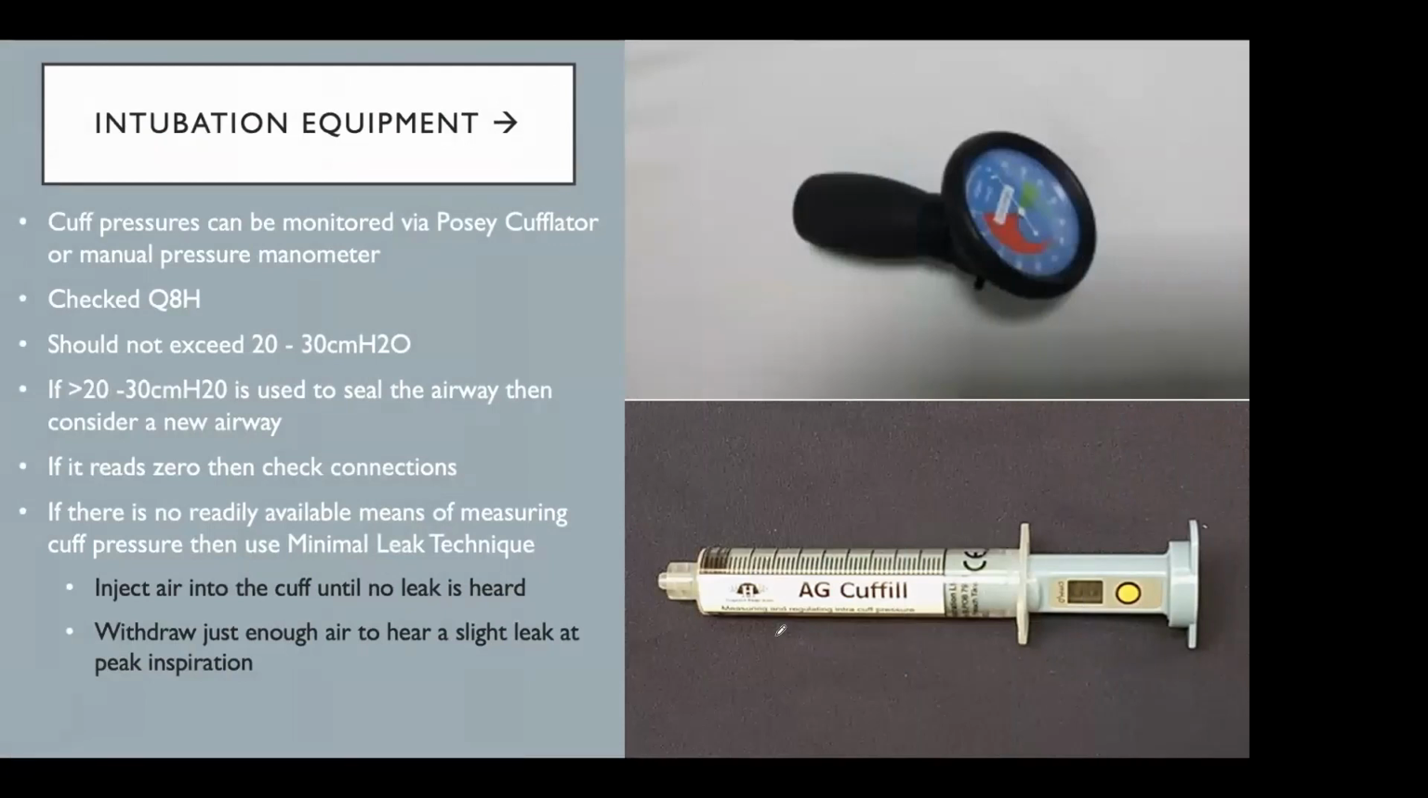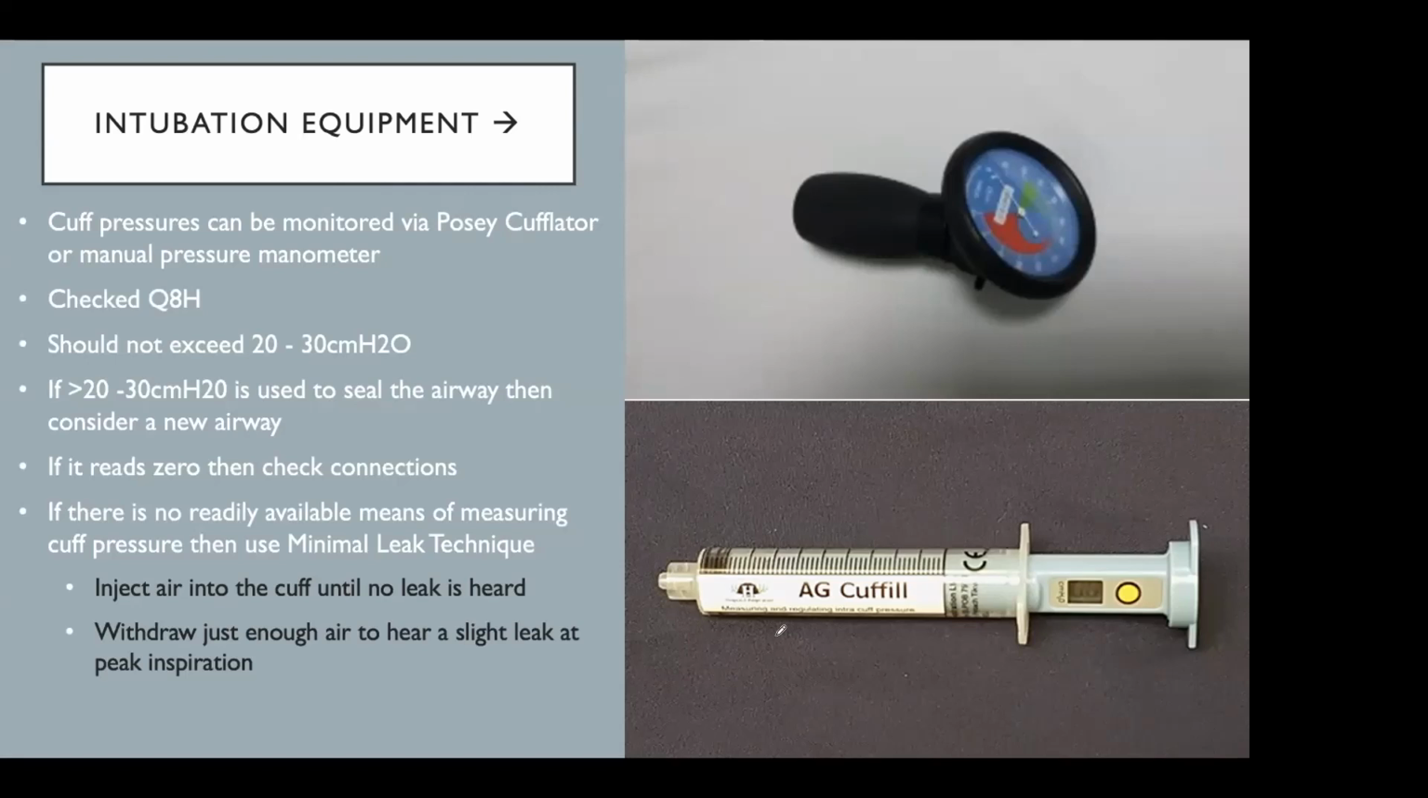Look at our intubation equipment. Cuff pressures can be monitored via a Posey cuffulator or a manual pressure manometer. I've never used a manual pressure manometer. Maybe some of you all have. I've always used a Posey cuffulator. I have tried to use the cuff feel or what have you down here, and I'm just not a huge fan of them. I'm not completely sure how accurate they are. I never really ran a Posey up against it, but I get the idea. I'm sure they're probably more expensive too. Your ROI is probably decreased on that. I don't know. But yeah, you should check these Q8.